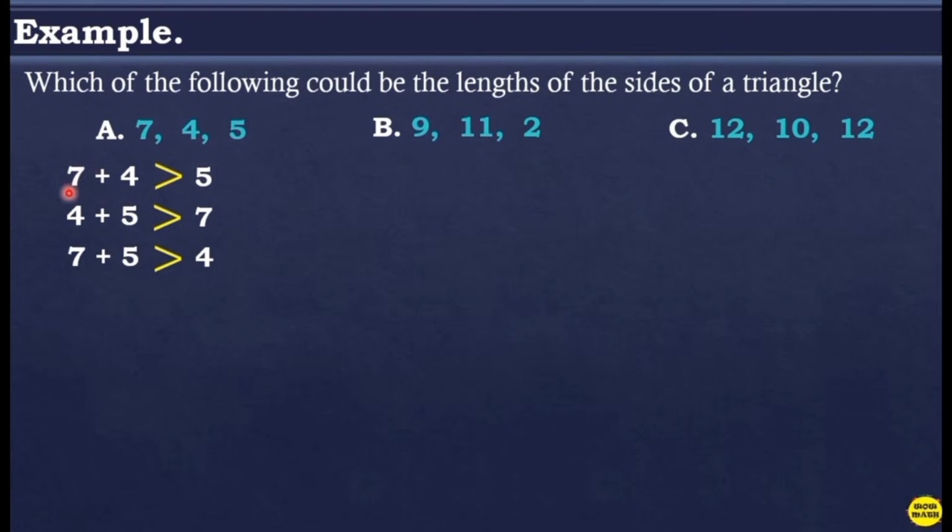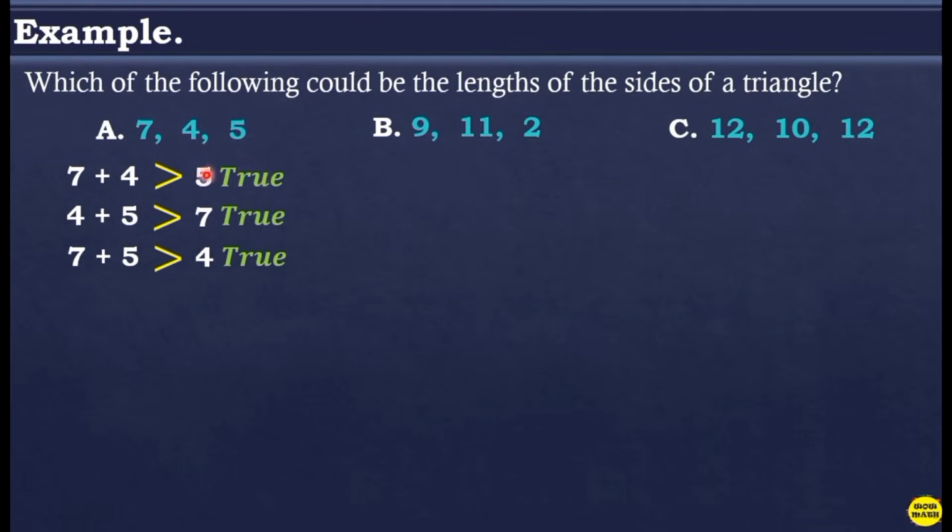So we have 11. 11 is greater than 5, that is true. 4 plus 5 is 9. 9 is greater than 7, this is also true. 7 plus 5 is 12, and 12 is greater than 4, so this is also true.